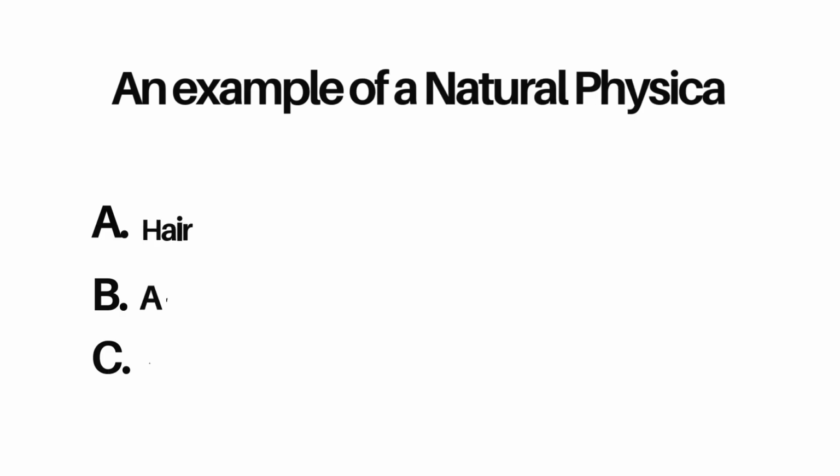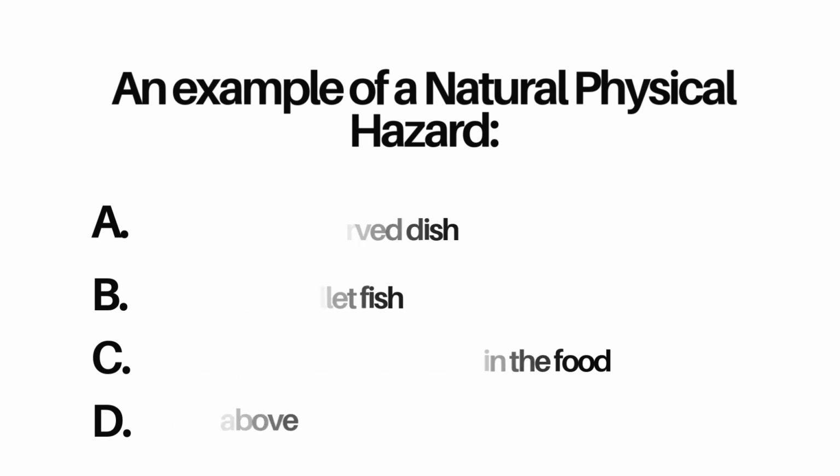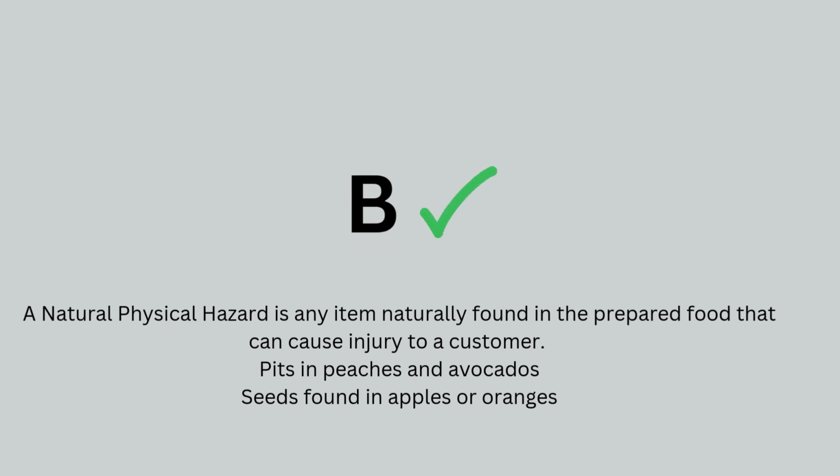An example of a natural physical hazard: A, hair found in a served dish, B, a fish bone in filet fish, C, a small piece of glove found in the food, D, all of the above. B, a natural physical hazard is any item naturally found in the prepared food that can cause injury to a customer. Pits in peaches and avocados and seeds found in apples or oranges are some examples.